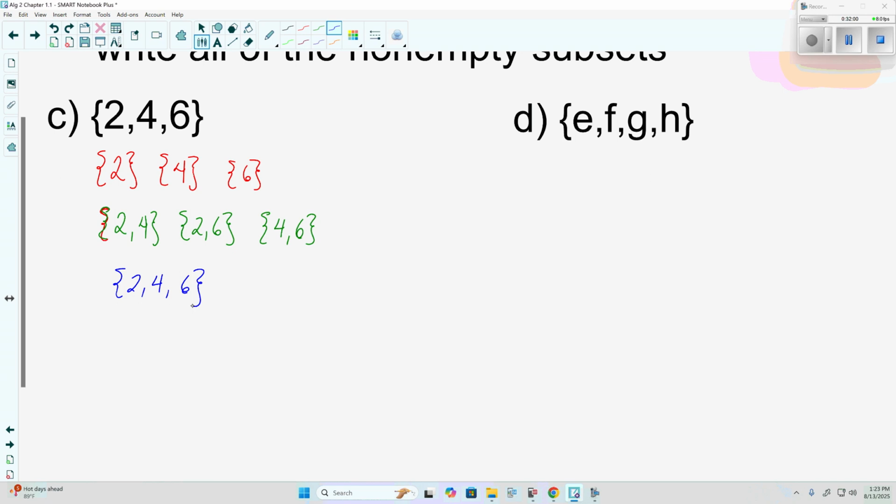We feel pretty comfortable with this so far. It's a little interesting. We had 2 elements in it. We had 3 subsets. Now that we have 3 elements, we have 7. Let's see how many when we have 4 elements. What's our first set of subsets? Set containing E, set containing F, set containing G, and the set containing H.